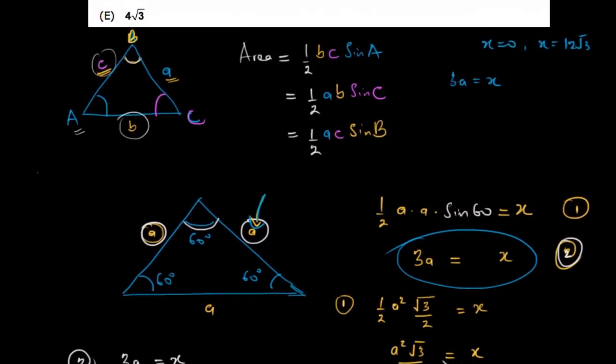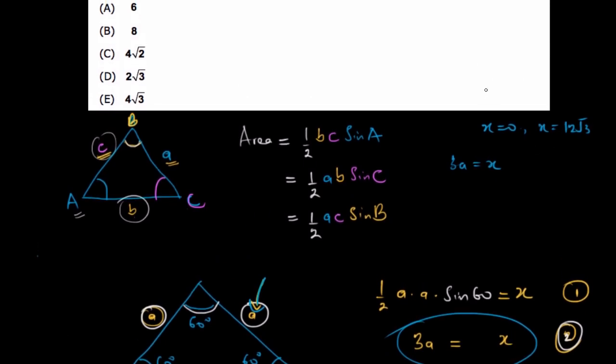So then when you look at the two values you have, the first one is when x equals 0. Now if x equals 0, from here you have that a equals x divided by 3. Now when x equals 0, that implies that a is going to be 0 all over 3, which is 0. And then this is impossible because you can't have the length of a side of a triangle to be 0 length. So this is impossible. So the one that's going to be valid is 12 root 3.